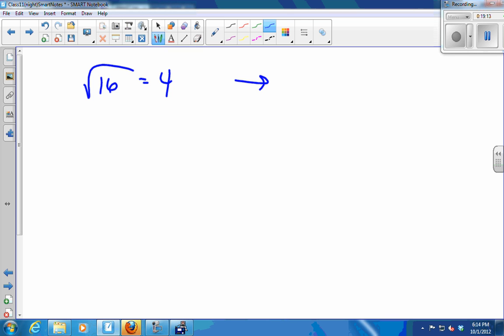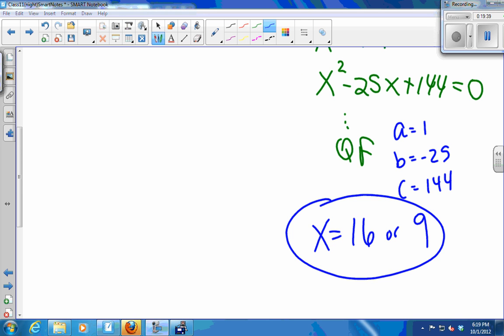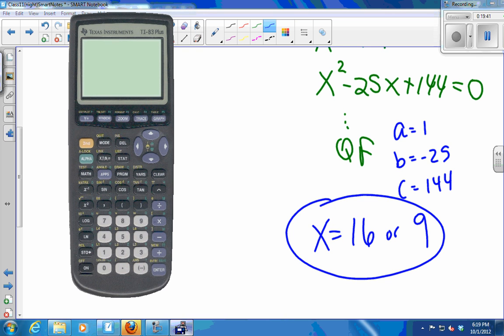The thing we do plus or minus on is when I'm solving that equation. I take the square root of both sides, and I actually get 4, but I have to also know that negative 4 works. So it did turn out that 16 was not a solution.